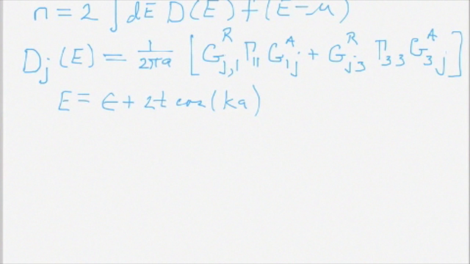Okay, so the next term that shows up all the time in non-equilibrium Green function theory is the spectral function. And the spectral function is basically the density of states, divided by 2 pi over A.